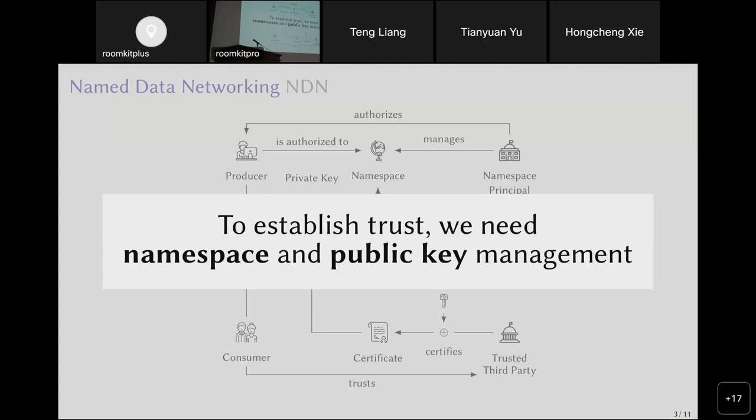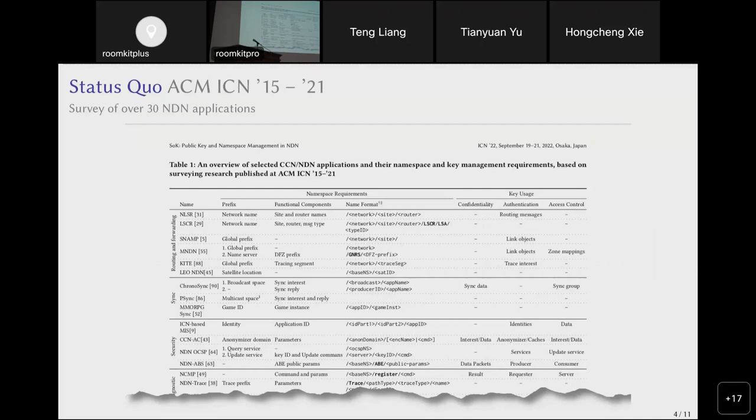You would say, are you sure? And we would say, yes. We took a look at 30 NDN applications proposed and published from back in 2015, the first ACM ICN conference, up to 2021, and also related venues. And we see that each approach has its own requirements on names and naming; they want to have specific prefixes and so on and so forth. They use public key cryptography to realize authentication, access control, confidentiality, and so on. So yes, we would say we need these two aspects, and we need to attend to them on a global scale.